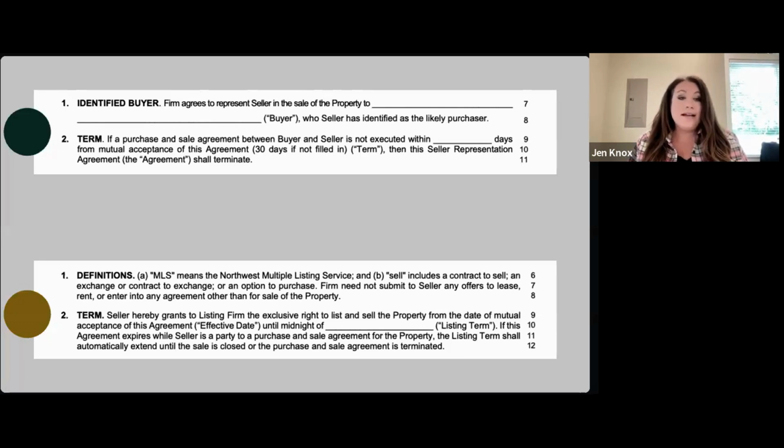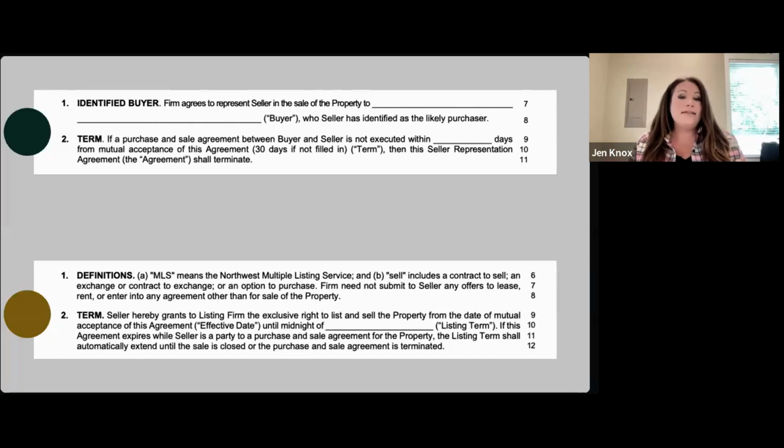So line 1 identifies who that buyer is. Now, if this is with more than one buyer, maybe that seller potentially has either this neighbor or this neighbor who wants to purchase, you can actually write up two seller representation forms. But the idea for this one is that there's already been a second party identified.